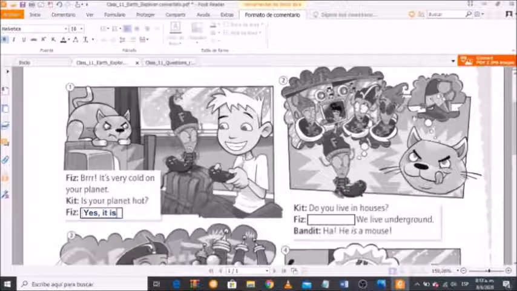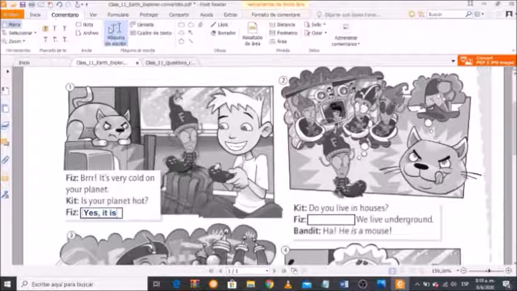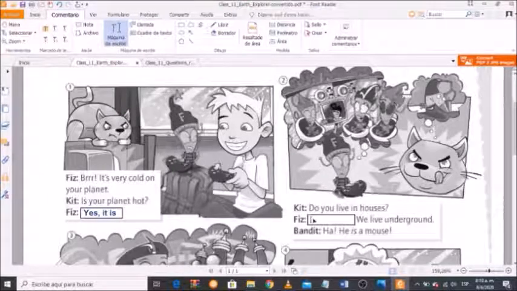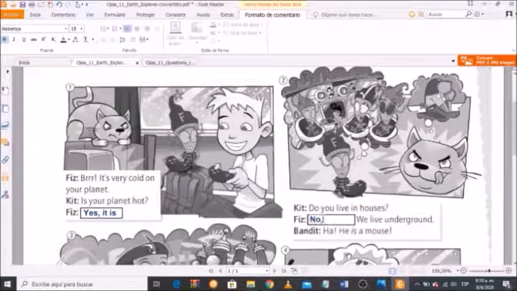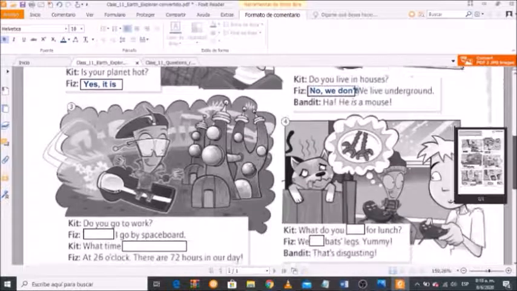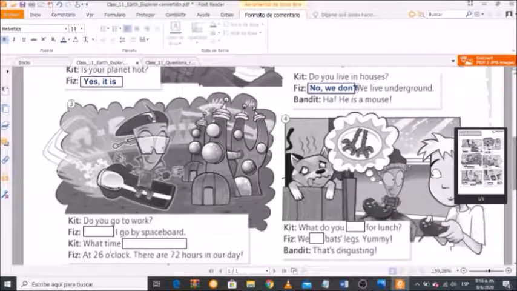Picture number two. Do you live in houses? Kit asks. And what does Fizz say? Very good. No, we don't. We live underground. Es decir, bajo tierra. Ha! He is a mouse. Bandit thinks, okay? Very good.